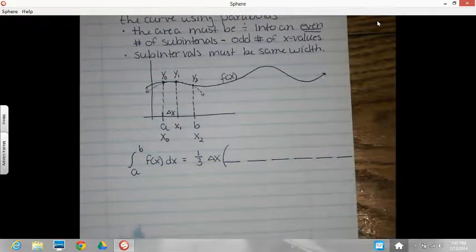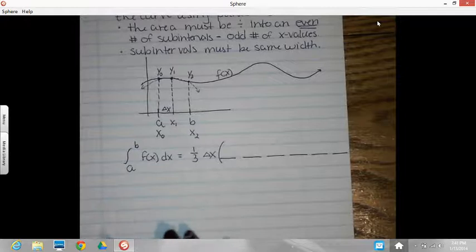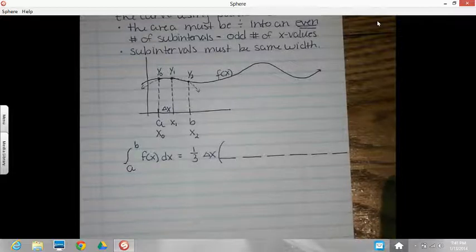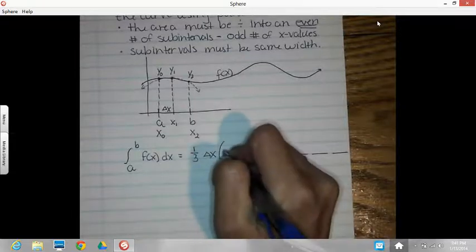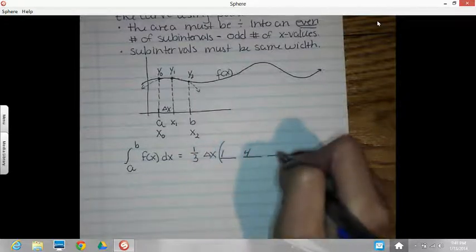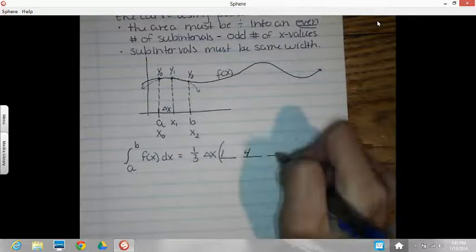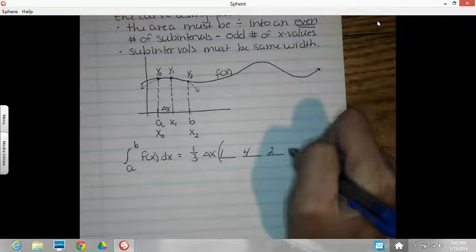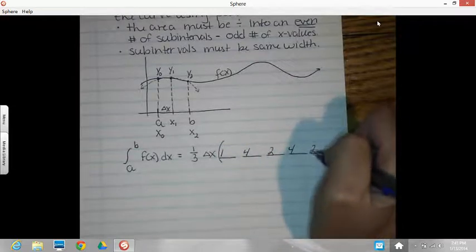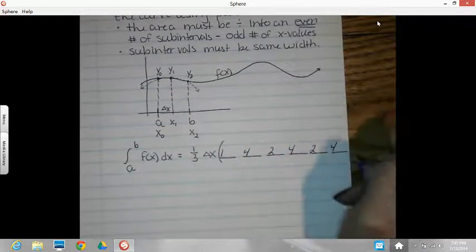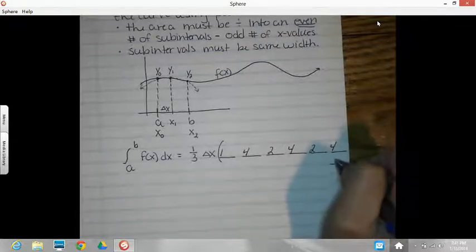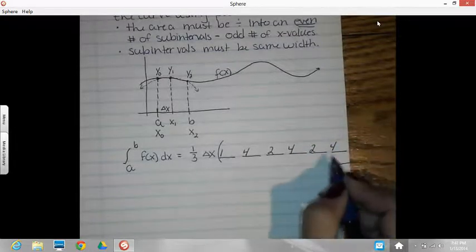The pattern goes 1, 4, 2, 4, 2, 4, 2, 4, 2, 4, 1. It has to end with that 1. So again, it's 1, 4, 2, 4, 2, 4. Oh, I need one more in here. Dang it. Because it has to end 2, 4, 1.